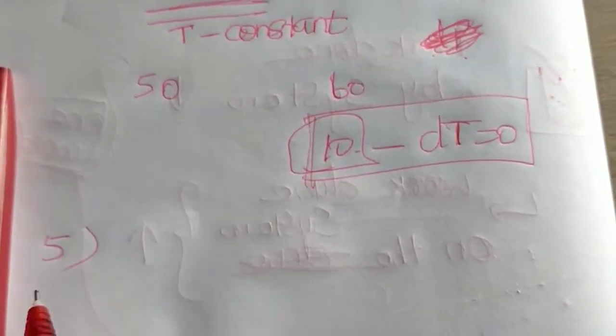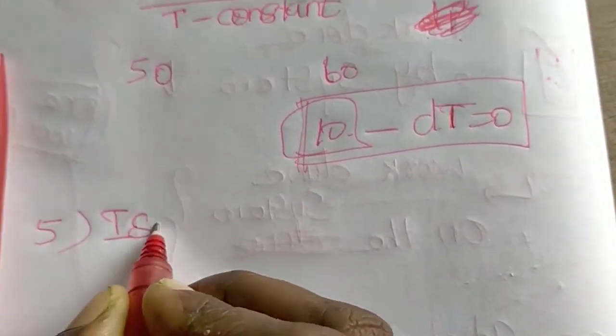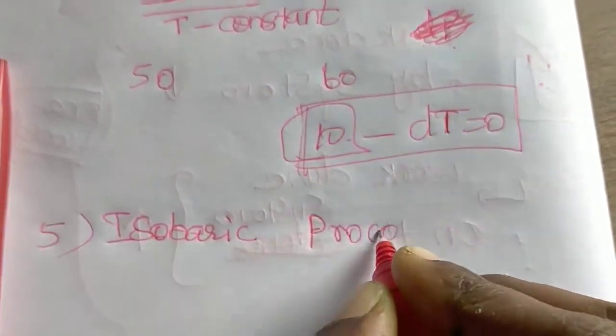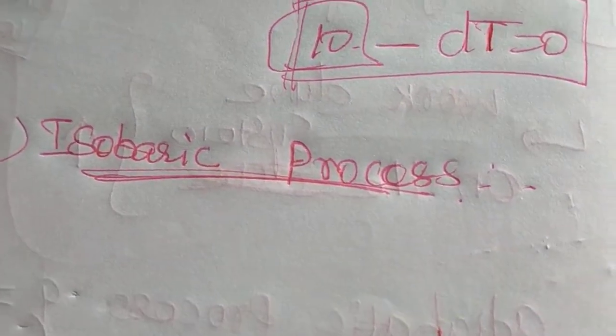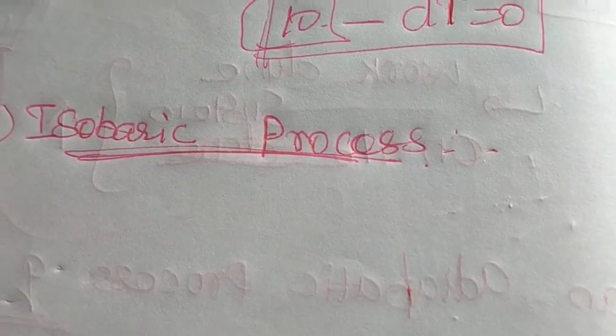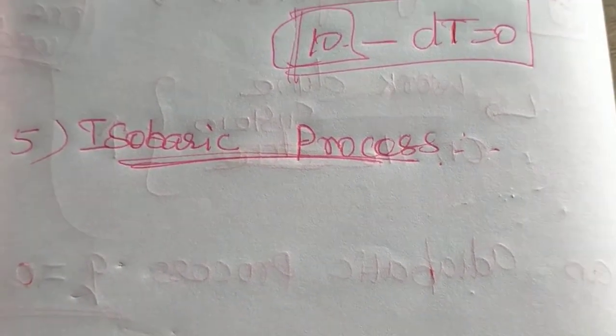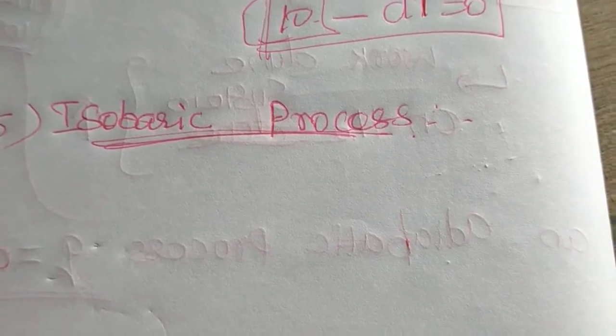thermodynamic process. The fifth one is the isobaric process. The isobaric process is also one of the thermodynamic processes, and here, throughout the process from the initial to the final stage, the pressure of a system remains constant.